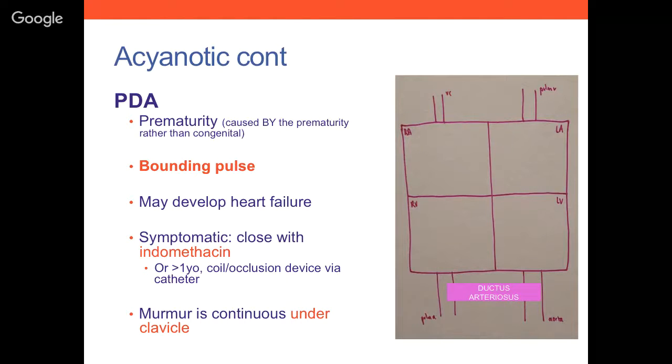And the last acyanotic one is a PDA, a patent ductus arteriosus. So if you remember from early on, we have the ductus arteriosus between the pulmonary artery and the aorta, and that just stays open. Generally speaking, it's associated with premies. So rather than it necessarily being congenital, it's often the prematurity itself that is the factor here. You get a bounding pulse. Where do you get the bounding pulse?